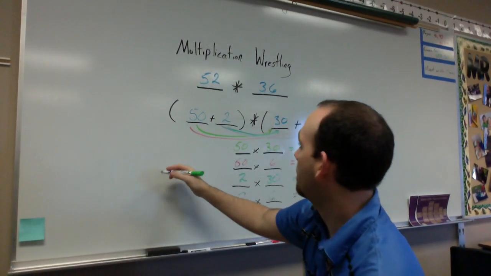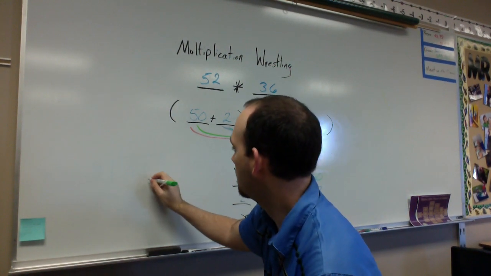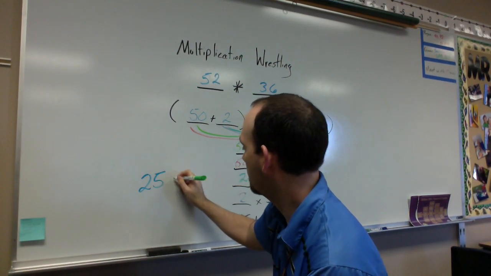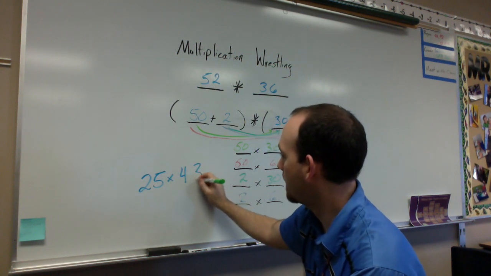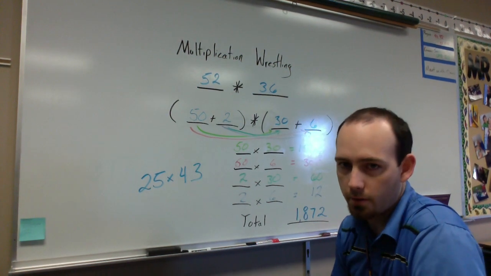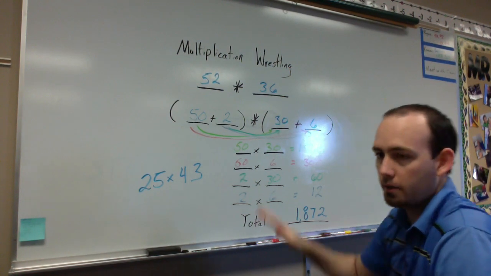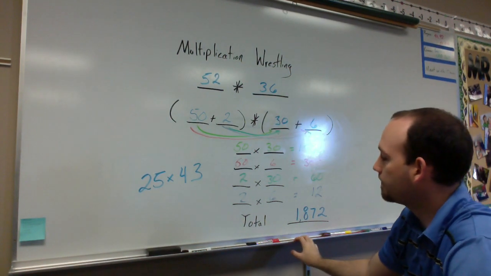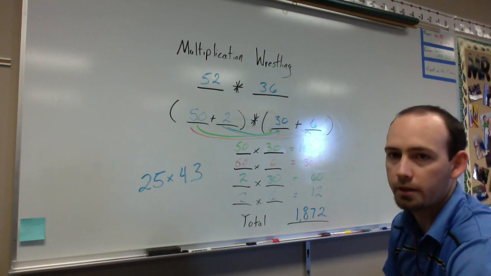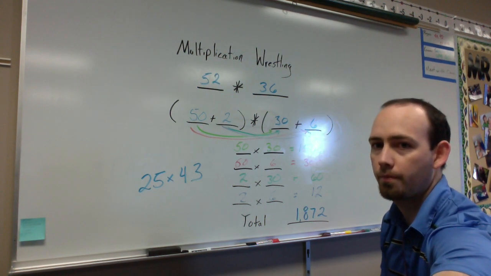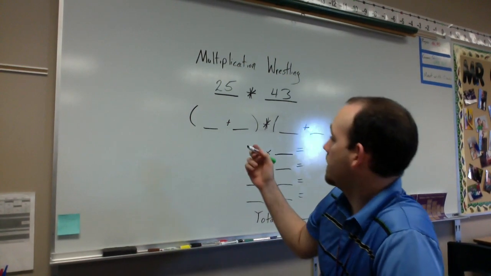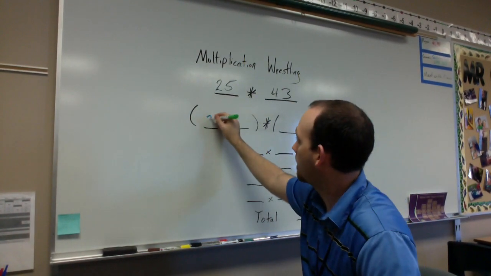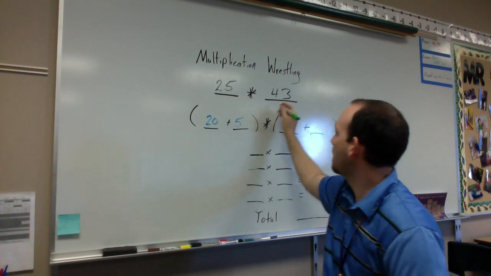Alright, let's try another one. Let's just make up a problem. Let's do 25 times 43. So you can pause it and look at how I set this up, and then we'll check it here in just a moment. Alright, let's take a peek at what we should have done. So here's 25, and 43.